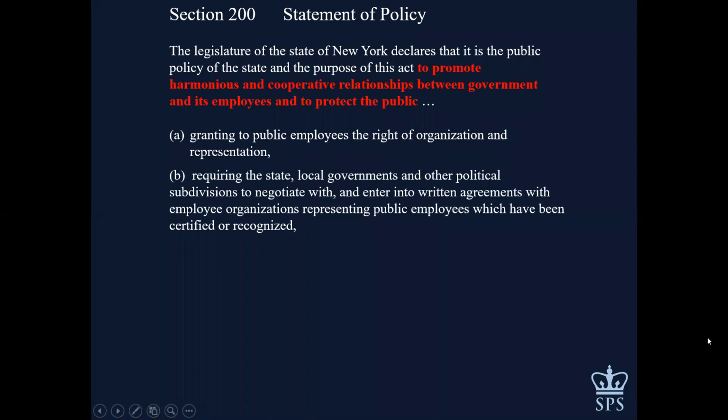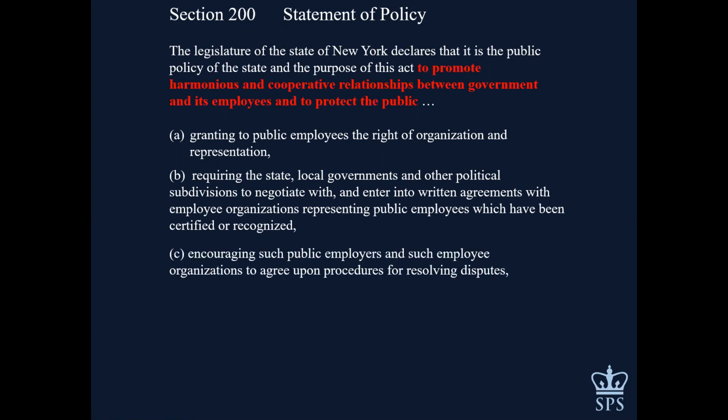It requires state, local governments, and other political subdivisions to negotiate and enter into written agreements. In other words, it guarantees the right of collective bargaining, which is probably the most powerful right that a union has with its employer. Now, the law itself encourages public employees and their employers to agree upon procedures for resolving disputes. The government would rather not get involved in resolving impasses, but there is a procedure in place, as we'll see in a bit, in the event that the parties can't resolve their differences on their own.